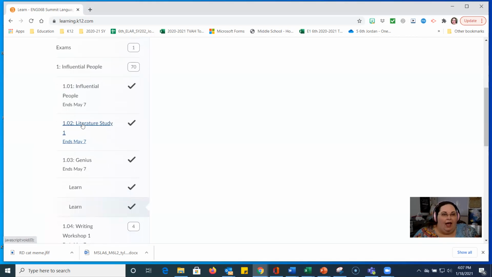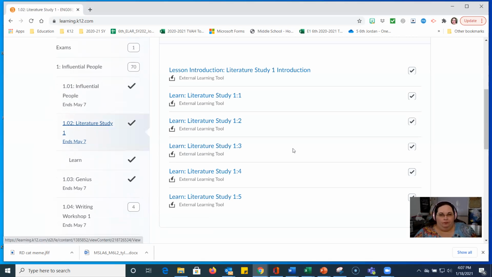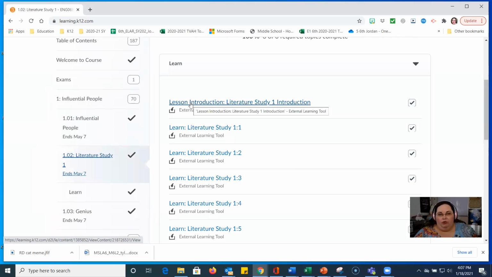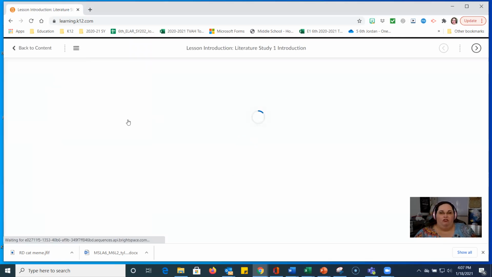All right, so let's look at 1.02 Literature Study 1. All right, if you look, you'll see we have 1, 2, 3, 4, 5, 6 learning modules in this one. So we always want to start with this very first one. There's usually not very much to it. It's just a good introductory to the lesson.